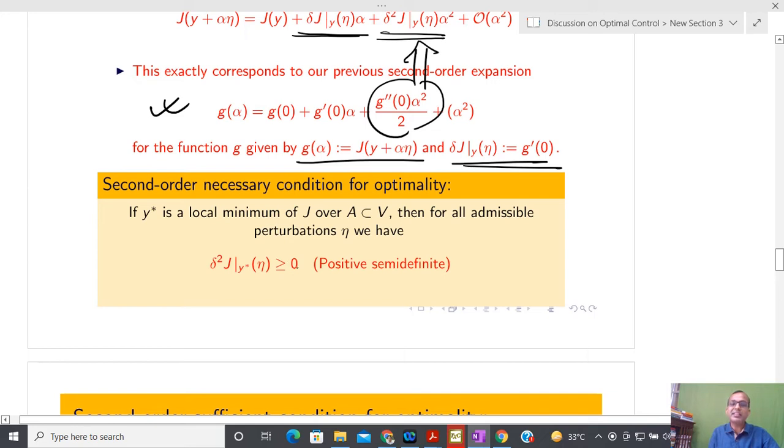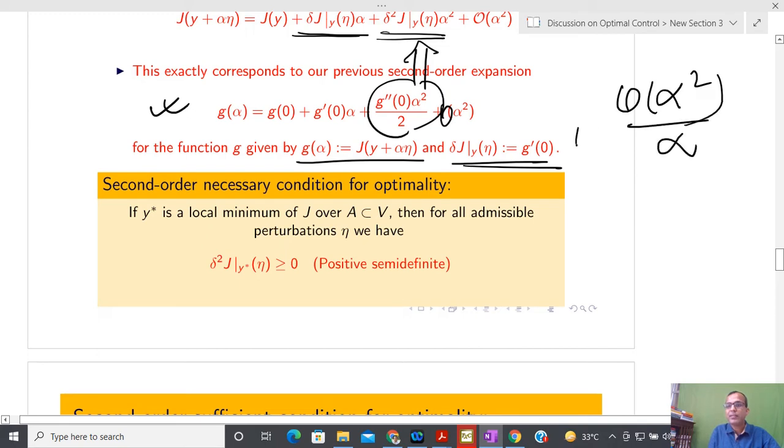So you can assume that this is less than 0, and by proof by contradiction, you can prove that delta j y star eta is greater than or equal to 0. Whenever we are talking about the second order optimality, second order variation, we are assuming that the higher order term, O alpha square, as alpha tends towards 0, should be 0. This is the kind of assumption I have, alpha square.